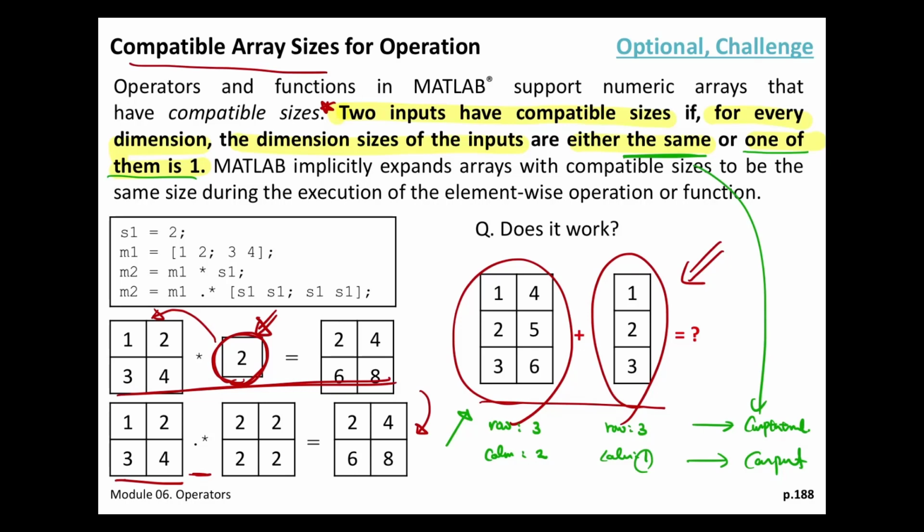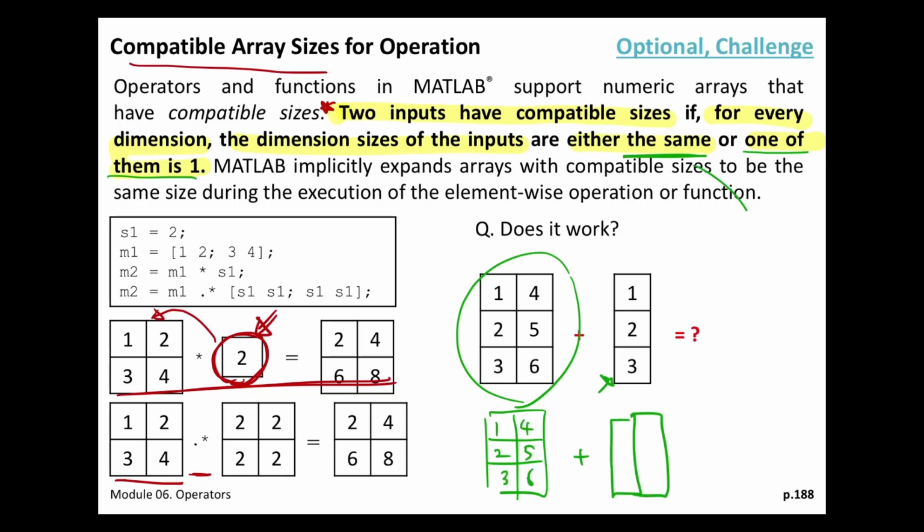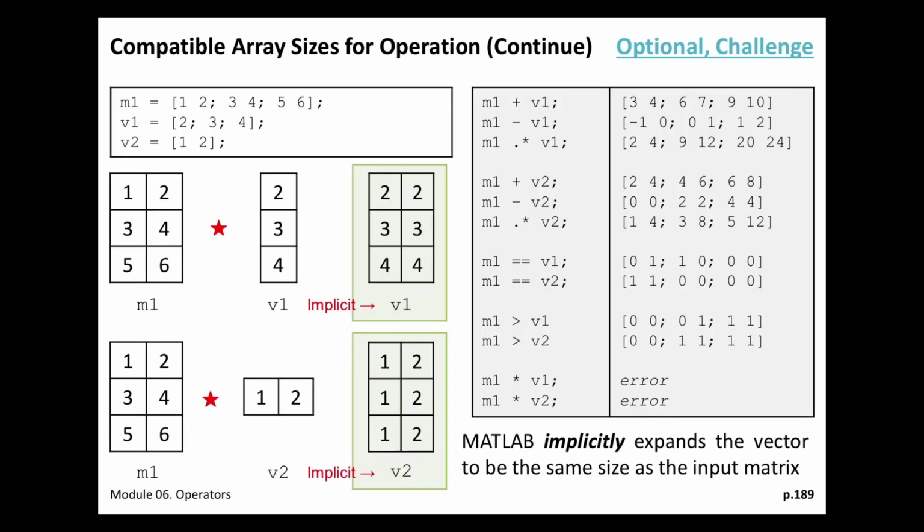Okay, so in this case, this vector is implicitly expanded to the same size as this one. How? This operation is to conduct this one: 2, 3, 1, 2, 3. Make sense? Let's see more examples.